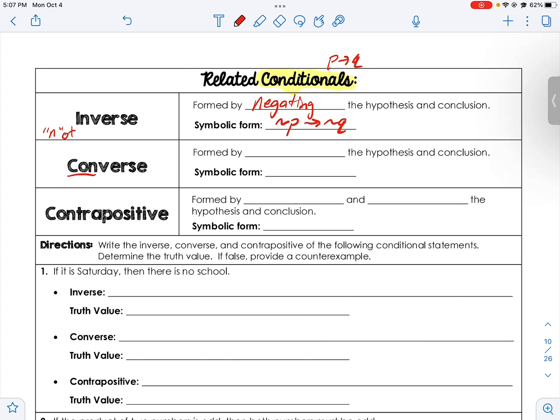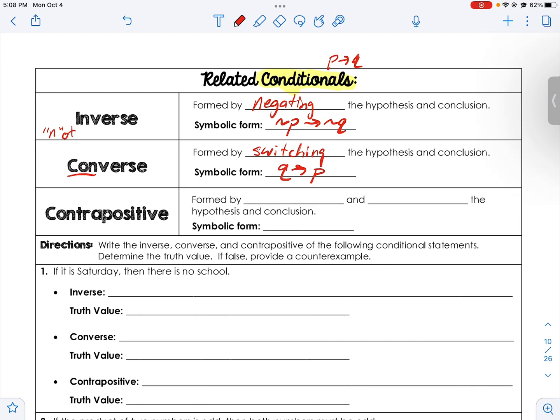The converse, and I like to think of con there, is formed by switching the hypothesis and the conclusion. So we do if Q, then P. Okay. And the reason I think of converse is I kind of think of a con artist, and a con artist is going to switch things around on you and lie to get you to do what they want you to do. That's what a con man does.